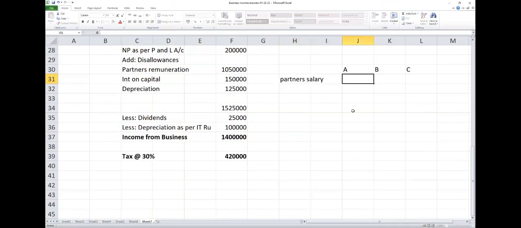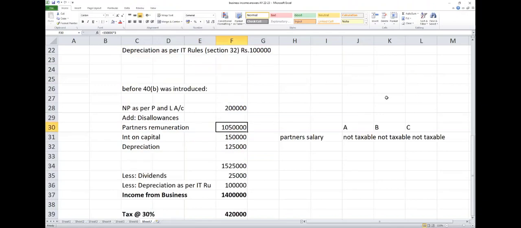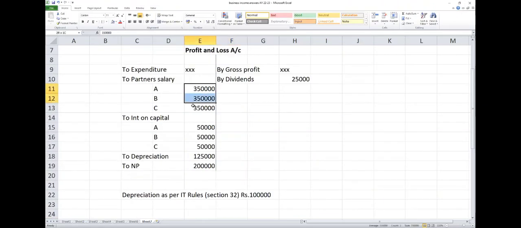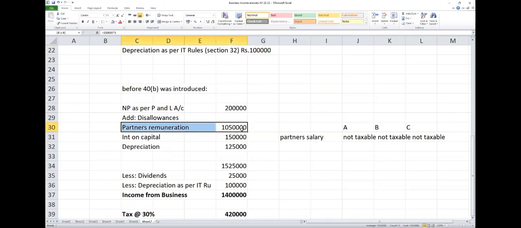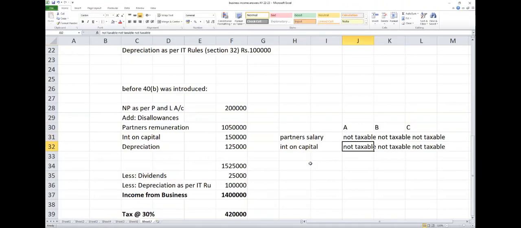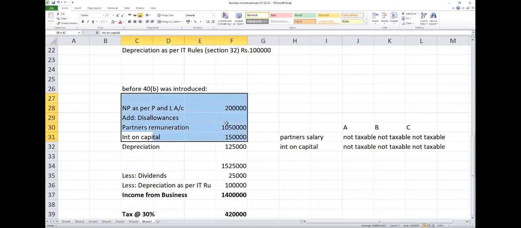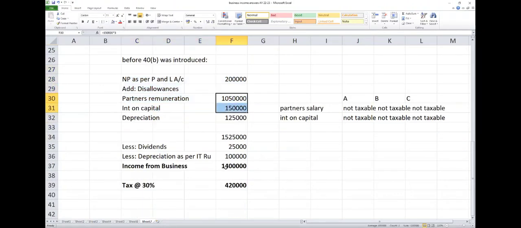Partner's salary is not taxable. Why not taxable? Because the firm is taxed. The entire salary received by us is already taxed in the hands of the firm, not in our hands. The 3 lakh is fully added to the profit of the firm. So, what about interest on capital? Same treatment. Why? Because interest on capital of 50,000 to each partner is disallowed here and added, making it 14 lakhs.